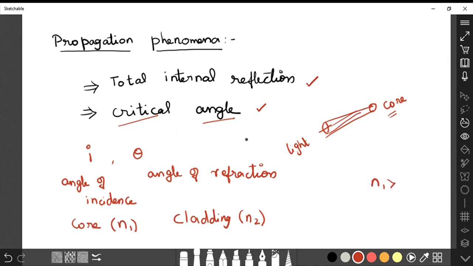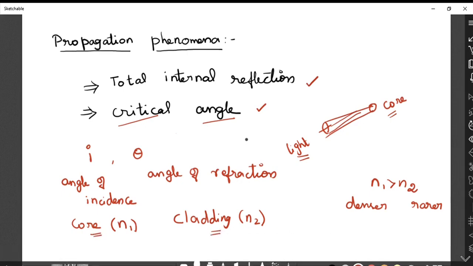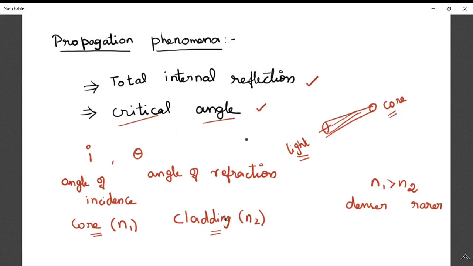What is the meaning of this? The refractive index of the core should be slightly greater than the refractive index of the cladding, so that the core acts as the denser medium for the light ray, and the cladding is comparatively rarer than the core. So two media we considered, one is the core medium and another one is the cladding medium. In the core medium, incidence is taking place. In the cladding medium, refraction is taking place. By using this concept only, we are going to understand critical angle as well as total internal reflection.